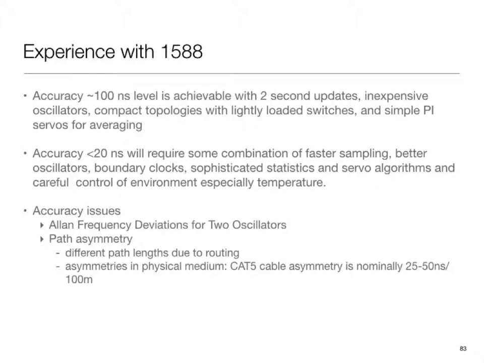So with things like these, you can get pretty good timestamping very easily on local area type networks. You can get something like 0.1 microsecond accuracy. Getting accuracy into single digit nanoseconds requires faster sampling, better oscillators, and the intermediate switches doing that delay compensation that we were talking about earlier.